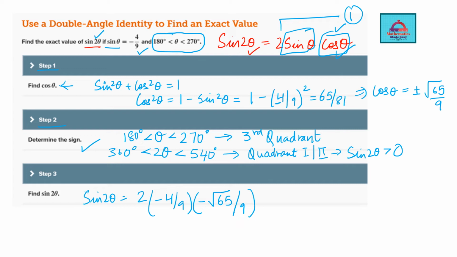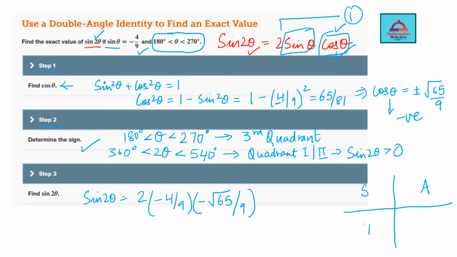And why have we selected cos as negative? Because in third quadrant, cos is negative. That's why you have selected that. I hope you remember the sign convention. Briefly, I will just draw it here for you in case you have forgotten.